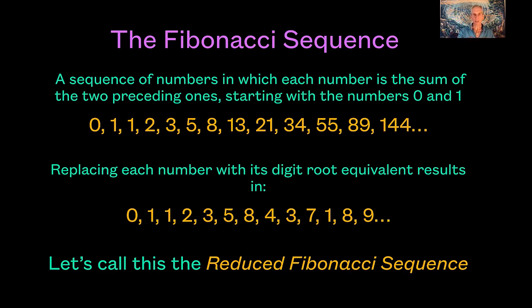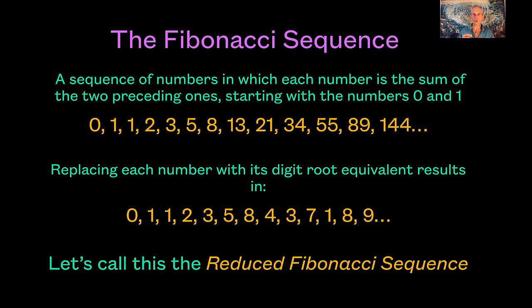So the first line of numbers here in orange are the first 12 numbers of the Fibonacci sequence, starting with 0 and 1. So it goes 0, 1, and the next number is 1 because 0 plus 1 is 1. We add 1 and 1 to get 2. 1 and 2 equal 3, 2 and 3 equal 5, 3 and 5 equal 8, 5 and 8 equal 13, etc., etc.